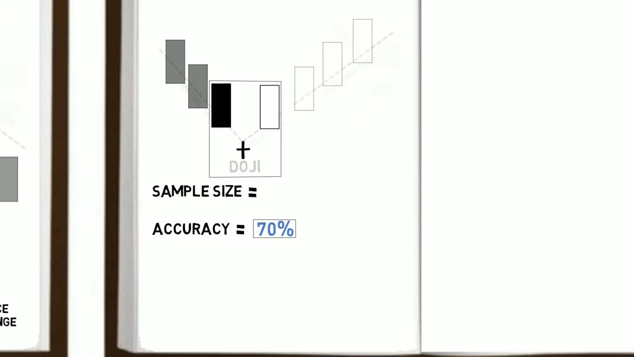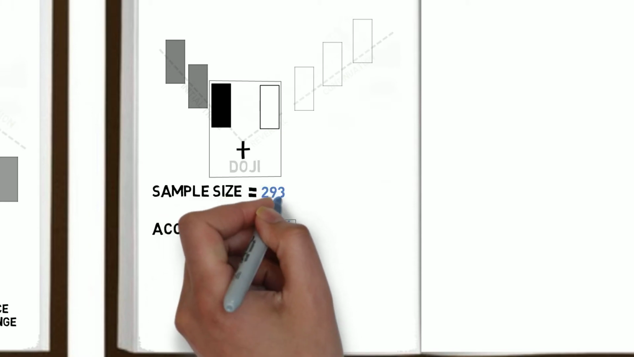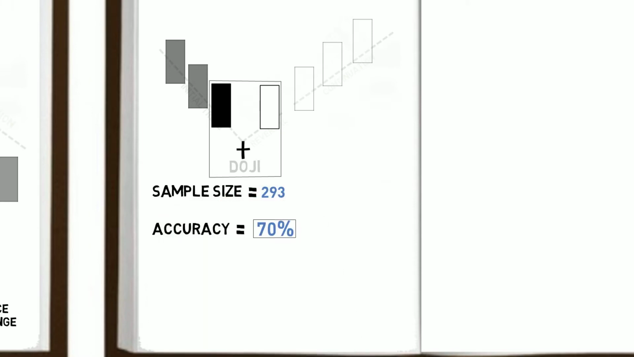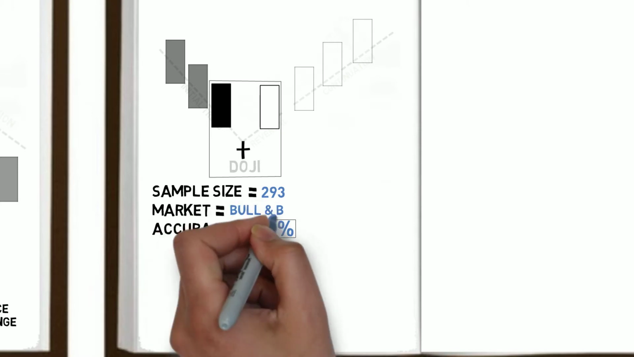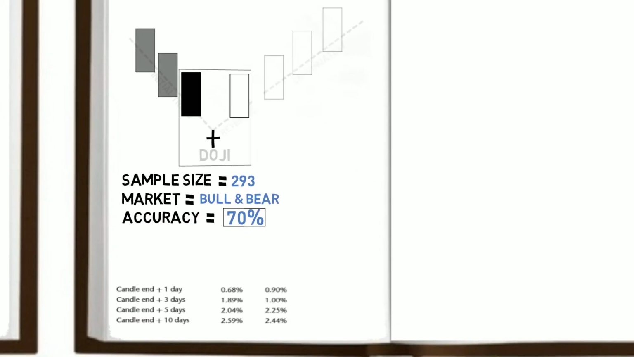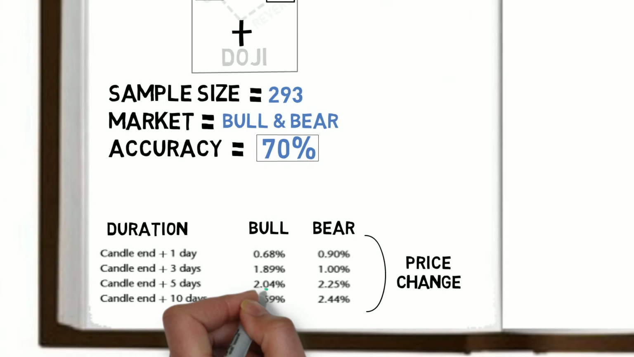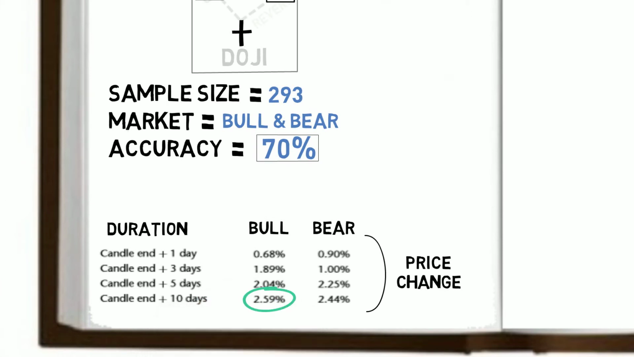Of 4.7 million candle formations analysed, Bulkowski found only 293 abandoned baby formations, of which a reversal happened 70% of the time. There was a similar performance calculated in both bull and bear markets, with bull markets nudging ahead over a 10-day period, with a 2.59% price increase. This may be considered a small number, but annualised this would equate to almost 95% return.